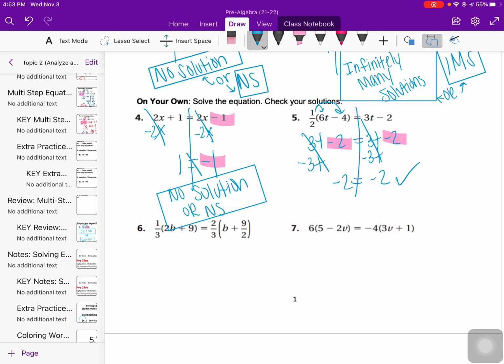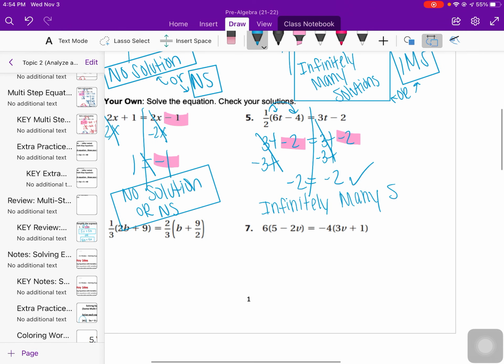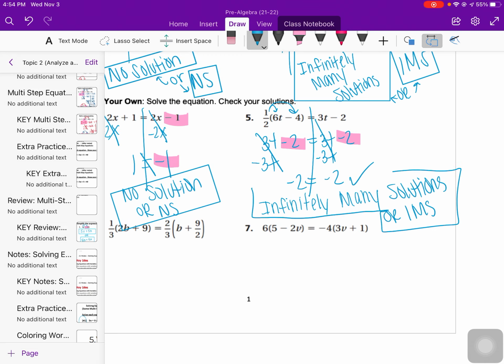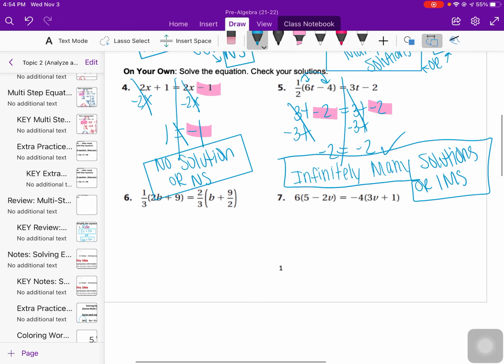That's a true statement. So I can write infinitely many solutions or IMS. I don't care which of those 2 responses you give me.